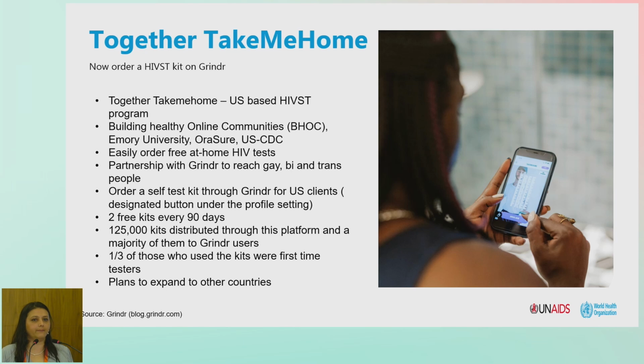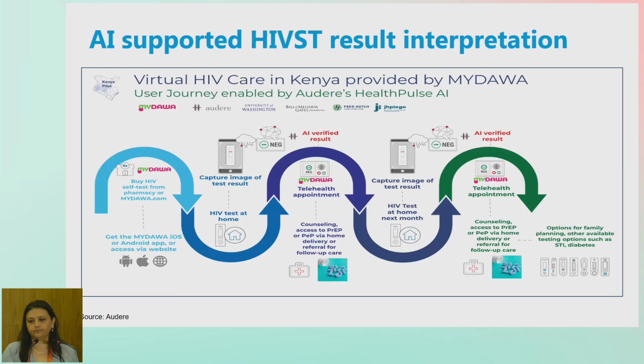I have a few examples of what's happening on self-testing globally, and this is an example from Grindr, a gay dating app. They have now started distributing self-test kits on their app. So you can see, you can just order a self-test kit on Grindr, although this program is currently restricted to the US, but it's being expanded to other countries as well. This is just an innovation that I wanted to share with you, to say that it's so easy to access a self-test kit now that you can just order it on an app.